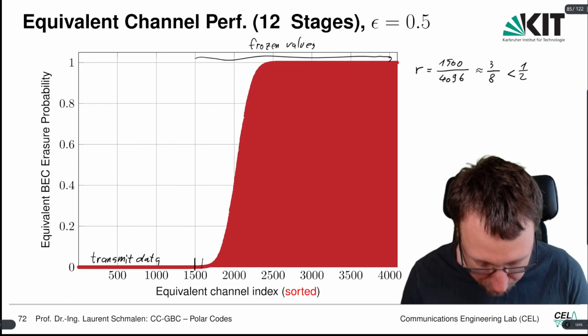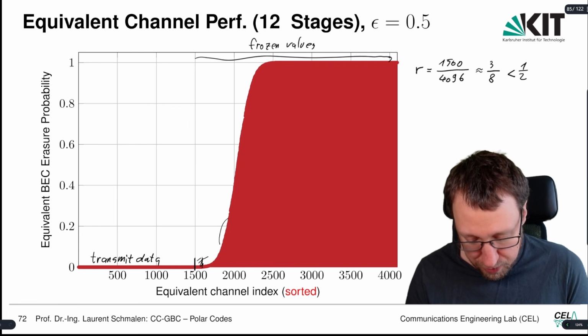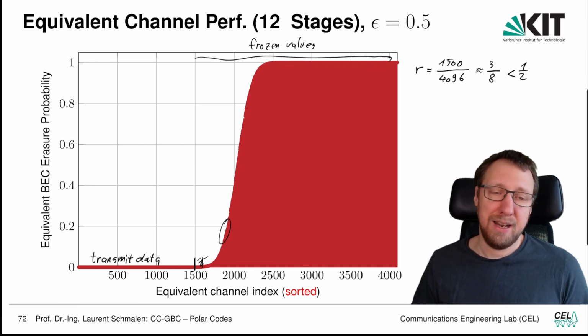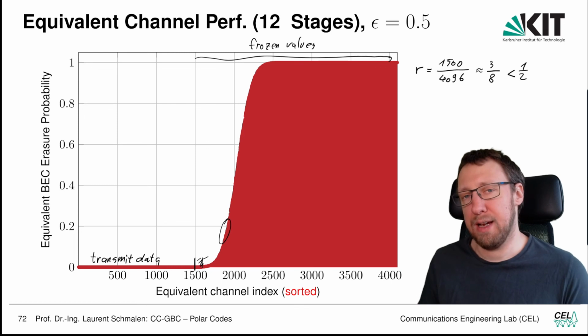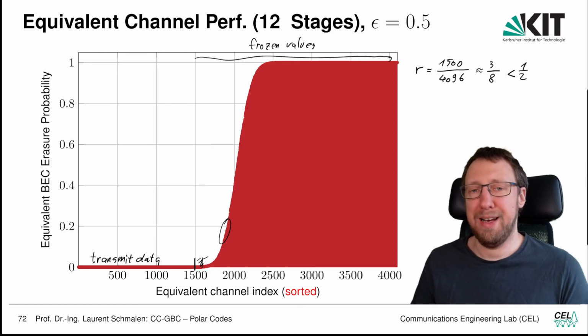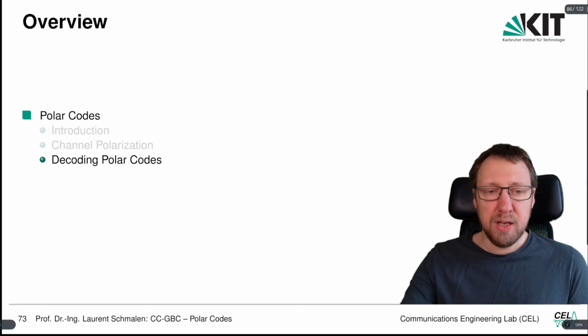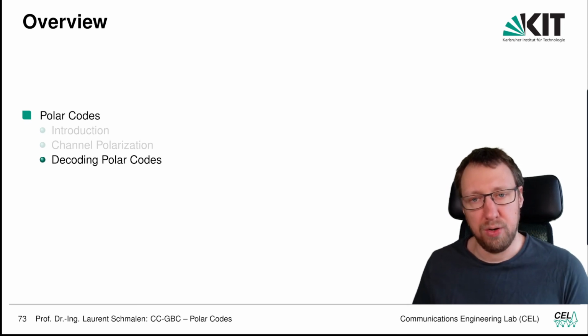Of course, we could go a little bit higher here, but eventually when we reach this point, we will transmit over channels that will have erasures, and this will actually be very detrimental because in the decoder, as we'll see, it will lead to error propagation. So with this, we are at the end of analyzing the channel polarization. Next, we're going to look at decoding, how to decode polar codes in detail.